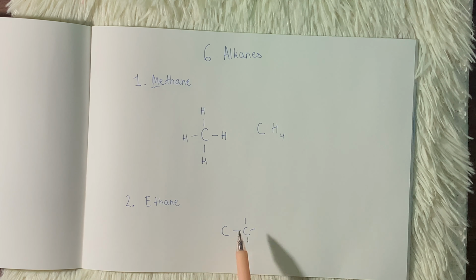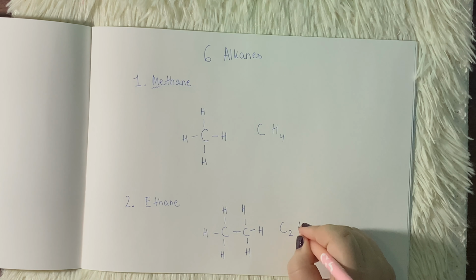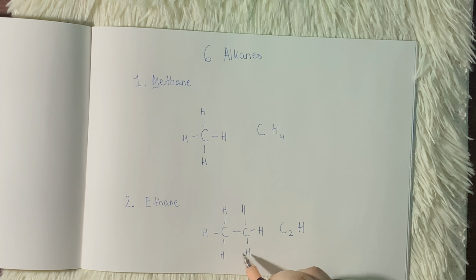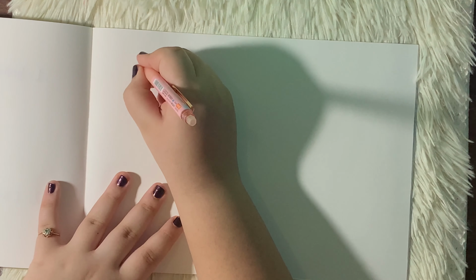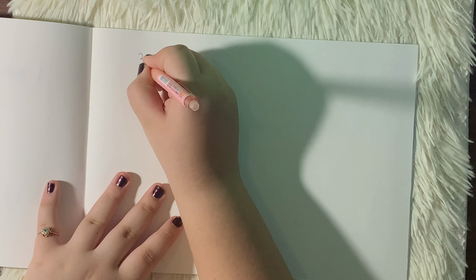So we write H, H, H, H, H, H. Now we count 2 carbons, and how many hydrogens? 1, 2, 3, 4, 5, 6. 6 hydrogens. Okay, now we're going to be talking about the third alkane.